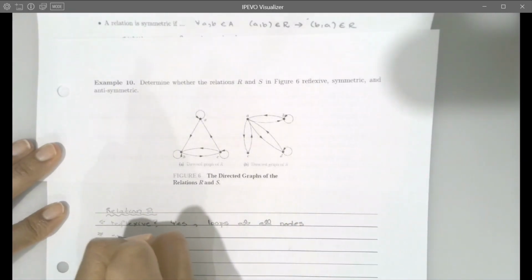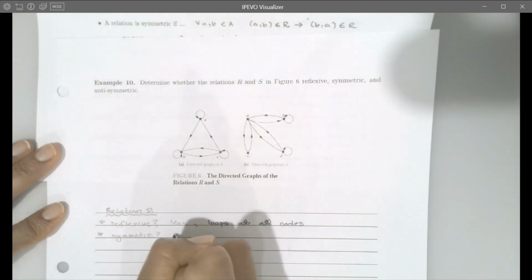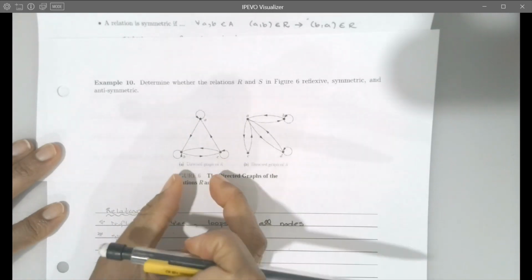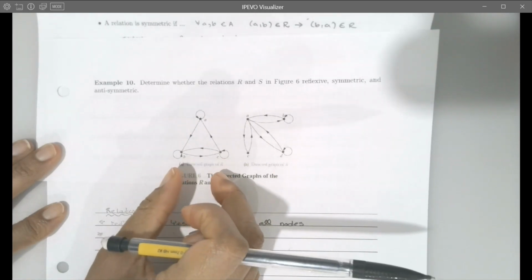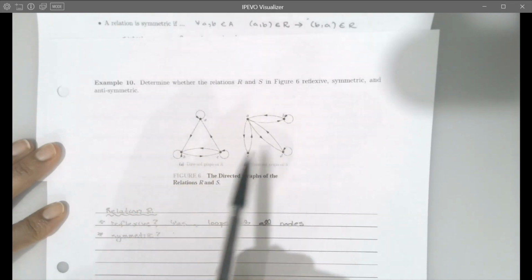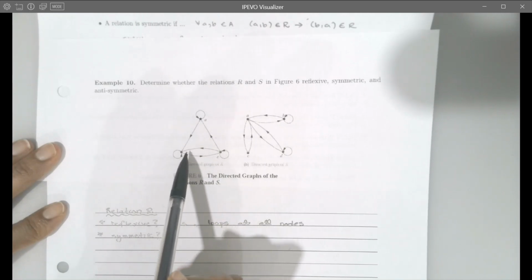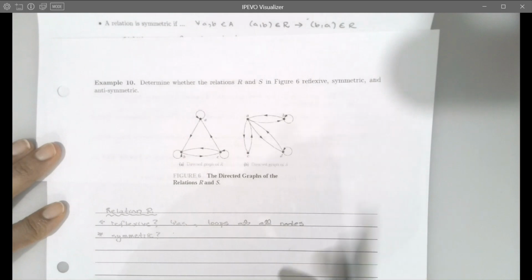Okay. Next thing, is it symmetric? Well, let's see. Symmetric requires that for any pair of distinct nodes, there are two edges that connect them. Here, there is only one pair of nodes that are doubly connected or doubly linked. All the other ones have a single link. So there is an element A to B, but there is no element B to A. So it's not symmetric.